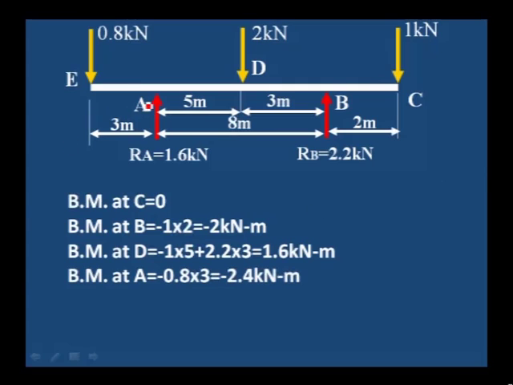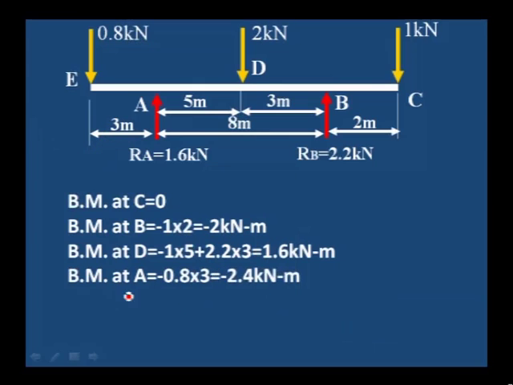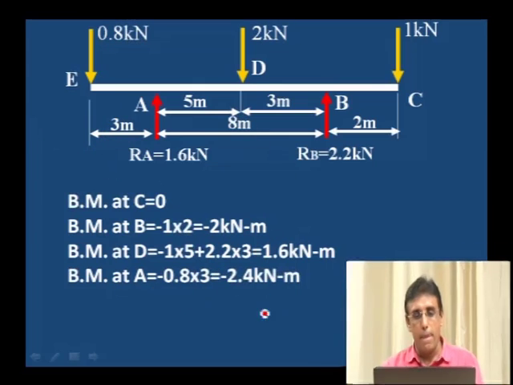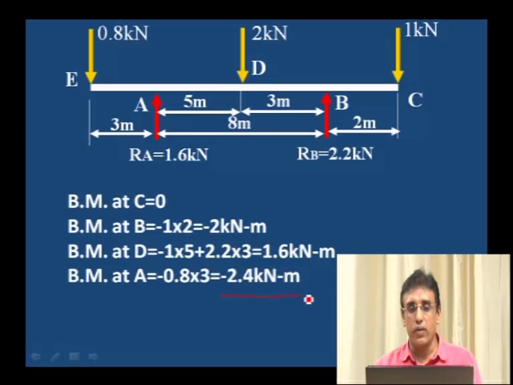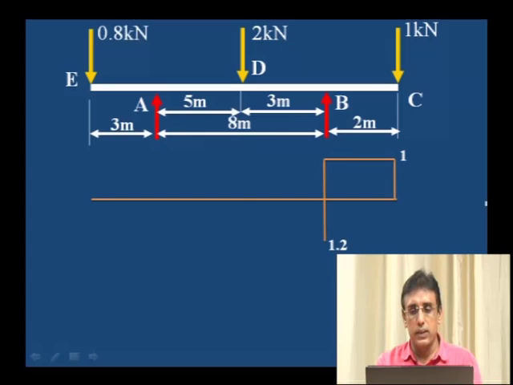Then bending moment at A, we can take the left side, 0.8 into distance 3 meter, which is anticlockwise, minus 0.8 into 3, minus 2.4 kilonewton meter. This is force into distance of 3 meter. We can take from left or right side. When we are taking the left side direction, you have to change the sign convention. This is the bending moment diagram.